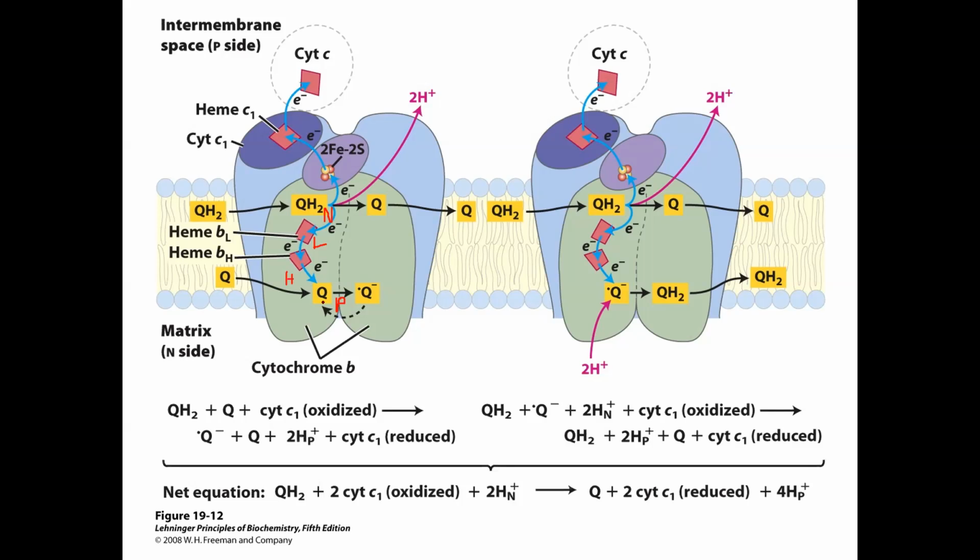Now, why does it do this? It does this because one electron is going to go this way. So that's pathway 1. The other electron is going to go this way. This is pathway 2. You reduce this ubiquinone here. This is actually N. This is actually P.